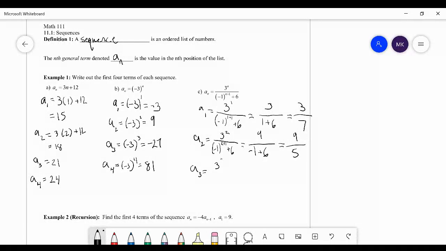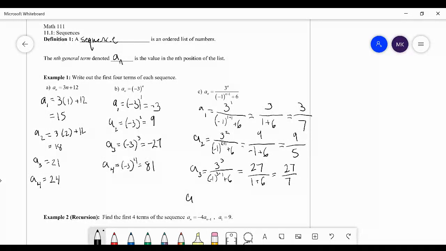Go down. We have a sub 3. It's going to be 3 cubed over (-1) to the 3 plus 1, plus 6. 3 cubed is 27. We know we're going to have our 6 over there. So now we look at this. We have 3 plus 1 in the exponent. It's 4. (-1) to the fourth is 1. And so we end up with 27/7.